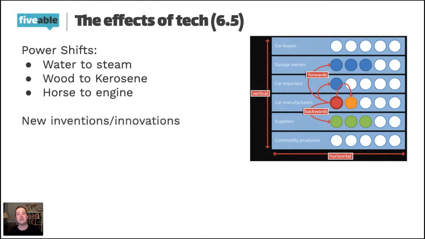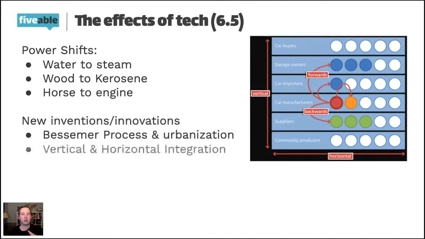New inventions and innovations that happen. A whole bunch of those. Bessemer process, we already mentioned, that leads to urbanization, more steel production, vertical and horizontal immigration, right? You can even have innovations in business structure. So we get the first corporations and railroads, but we also get vertical and horizontal integration.